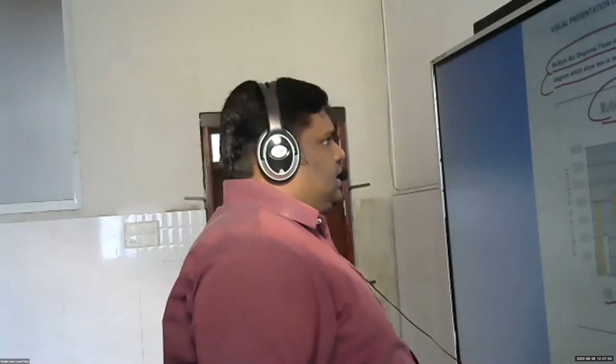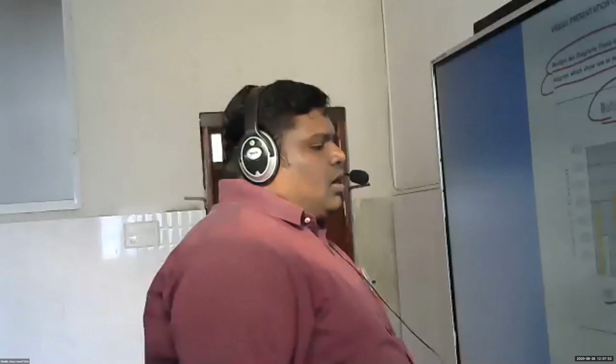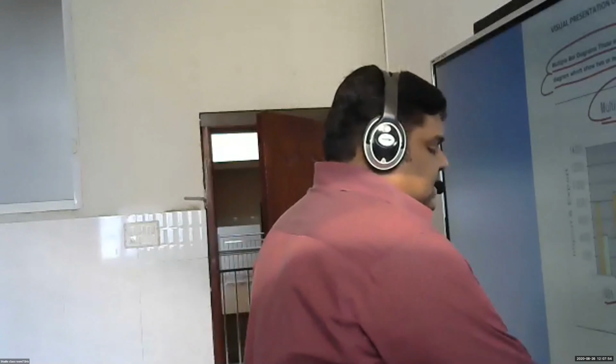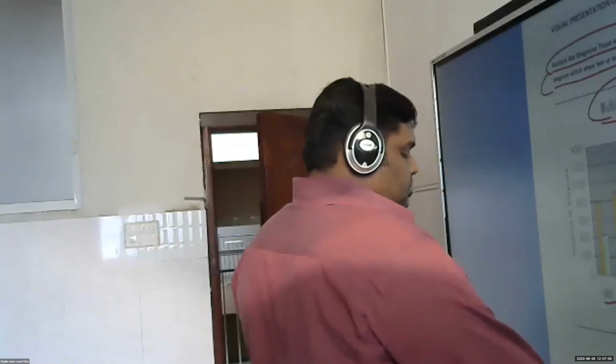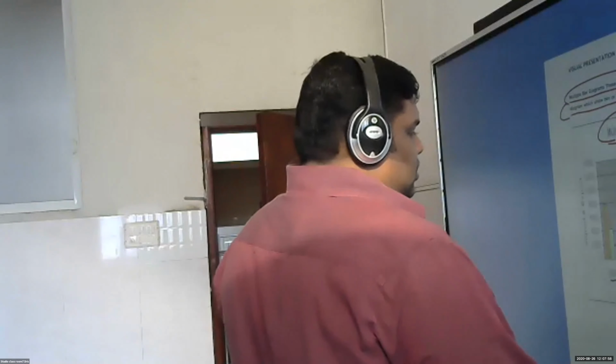That time we are using multiple bar diagram. Is that clear? Is that clear or not? Yes, sir.